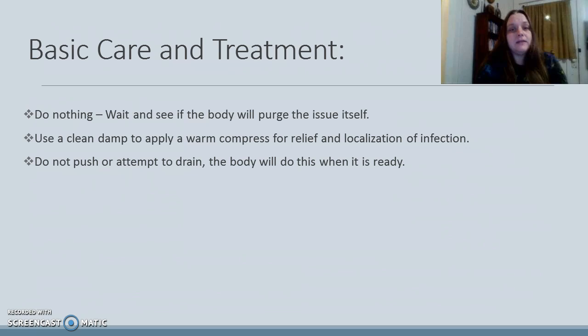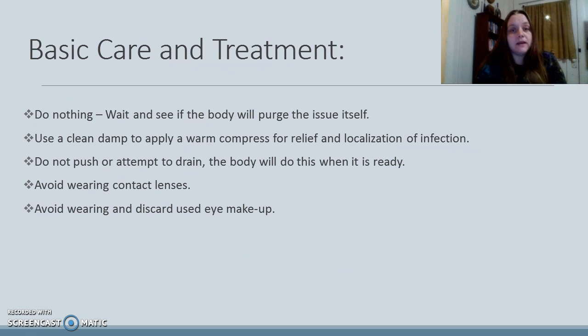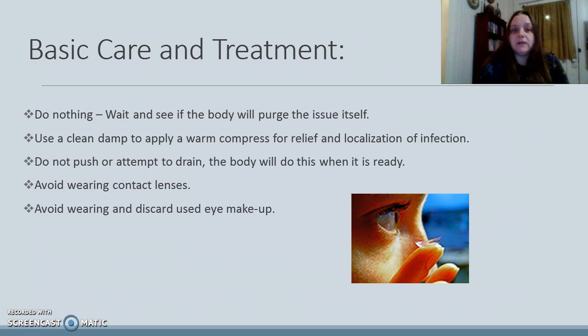Do not attempt to assist in the drainage or to push on it. This will happen on its own, and any aiding in this can actually cause further damage. Avoid wearing contact lenses or makeup and discard any used makeup that could be contaminated. This image here by Tall in 2009 is of someone applying a contact lens.